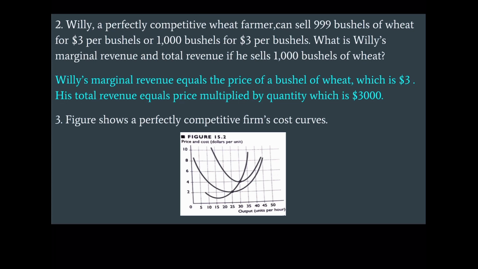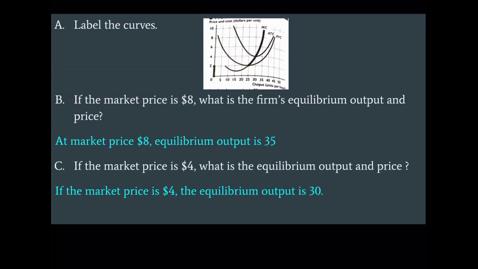Third question. The figure shows a perfectly competitive firm's cost curves. Label the costs. If the market price is $8, what is the firm's equilibrium output and price? At a market price of $8, equilibrium output is 35. If the market price is $4, what is the equilibrium output and price? If the market price is $4, the equilibrium output is 30.